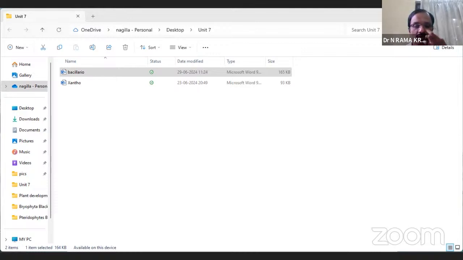Now we are going to look at the diatoms in detail. Here I am showing a PDF. The Bacillariophyta are popularly called diatoms. These diatoms play an important role in the entire environment, particularly in aquatic regions where water is present.